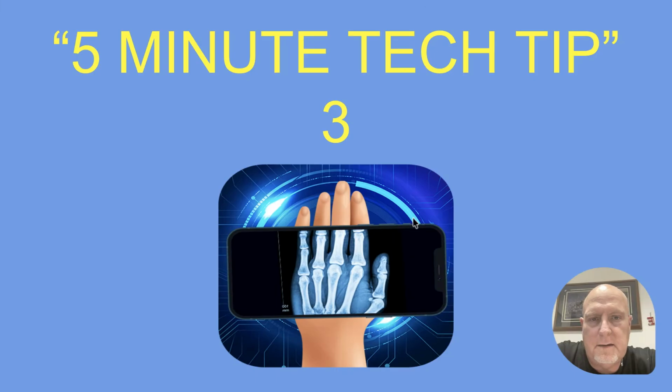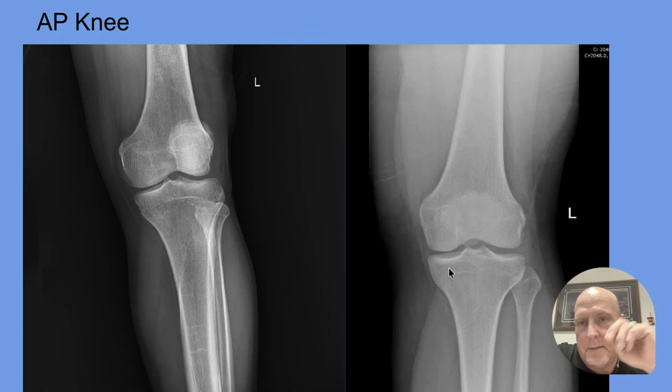Let's talk about a knee today. We'll see if we can figure out something here that will help us in our clinic today. Let's get started. Here we've got an AP knee, with the knee on the left over here and the knee on the right. There's a difference between the two.